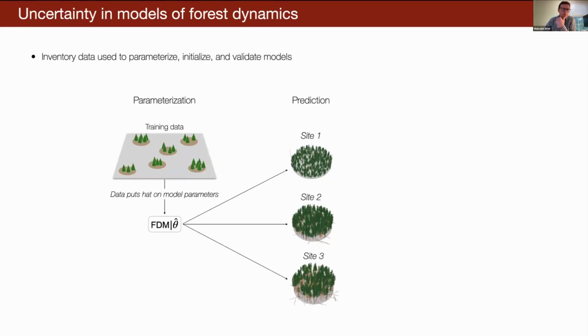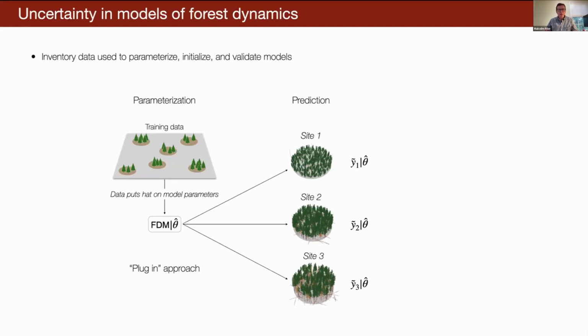So we have data that puts a hat on our model parameters. We're going to take that inventory data and use it to generate estimates of some demographic parameters that represent growth, mortality, regeneration in our regional forest system, indicated by theta here. That's just our hypothetical set of parameters. Once we've got that model parameterized, we plug in our parameter estimates and make predictions of future forest conditions at different locations and time points.